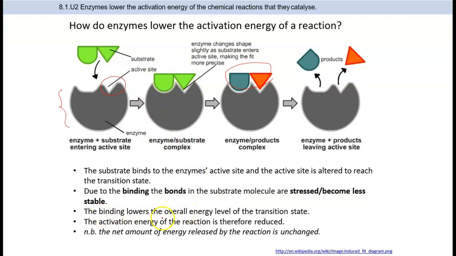the binding lowers the overall energy level of the transition state. So this binding over here and this complex lower the energy required compared to without the presence of the enzyme, which is the reason that the enzyme can have an effect. The activation energy of the reaction is therefore reduced. And then nota bene, which means note well, the net amount of energy released by the reaction is unchanged.